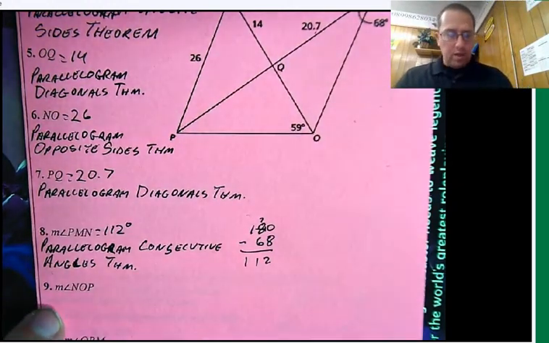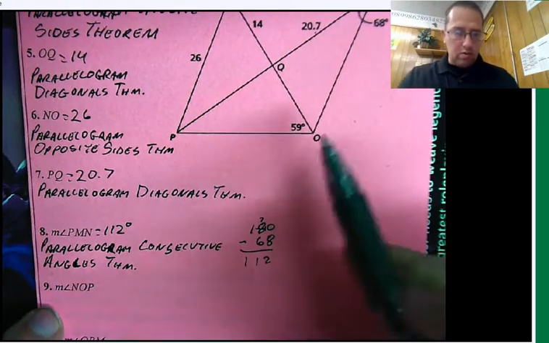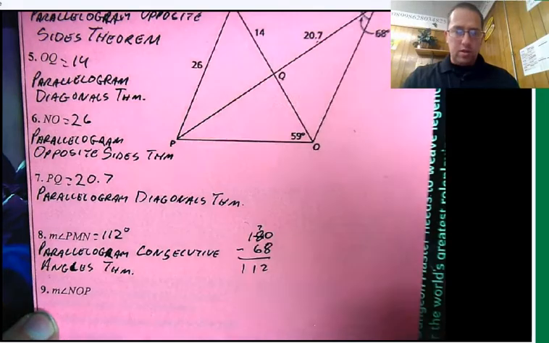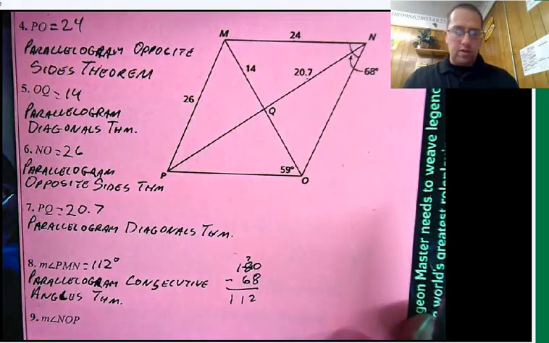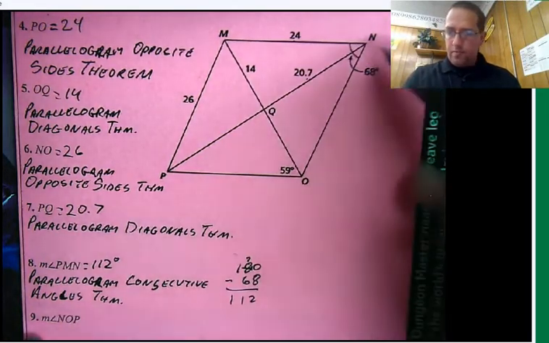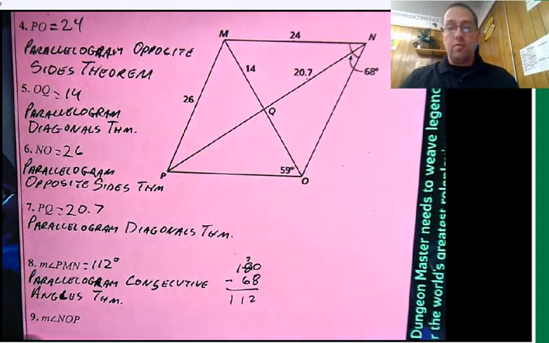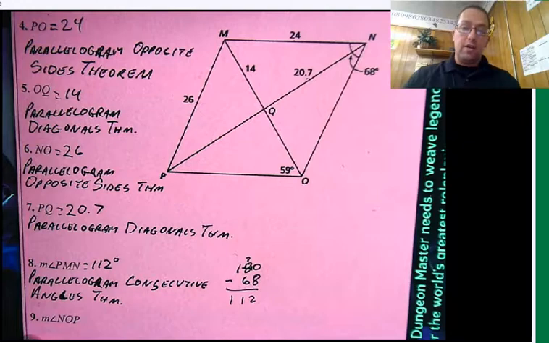All right. Okay, now what do we want? We want the measure of angle NOP. Okay, so now we're getting to it. It's down off the camera. NOP. That would be this one here. Well, again, we know the same thing we knew before. We know it's congruent to the opposite angle, and it is supplementary to the consecutive angle.